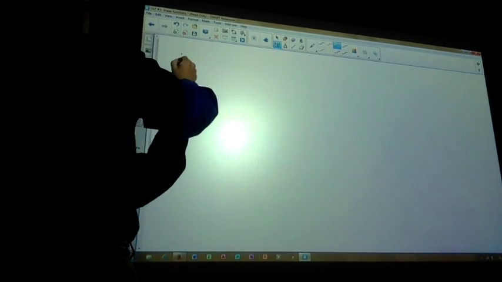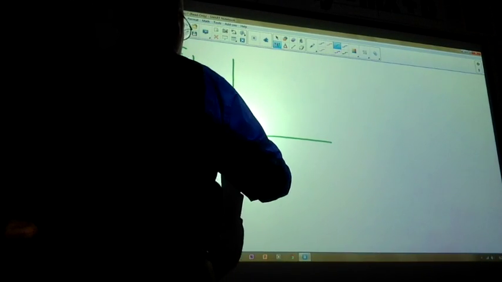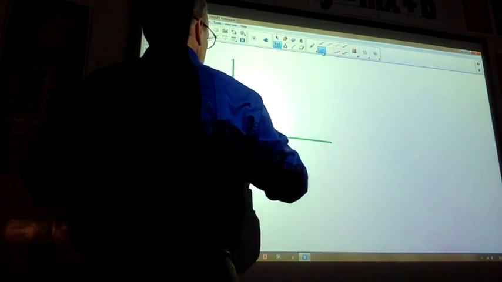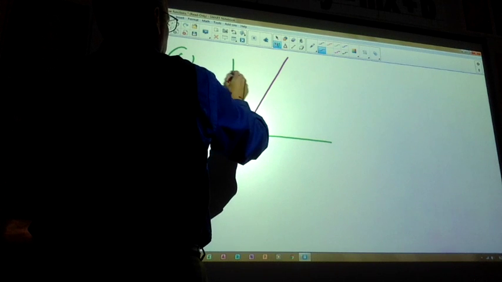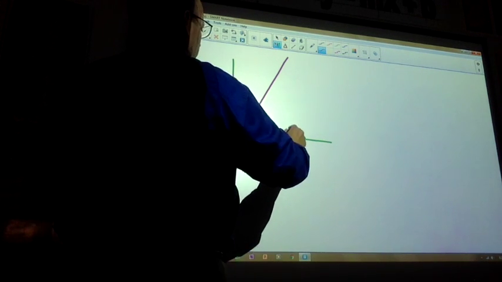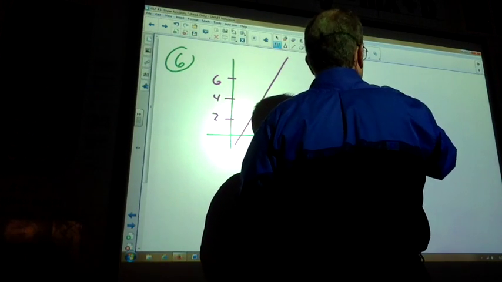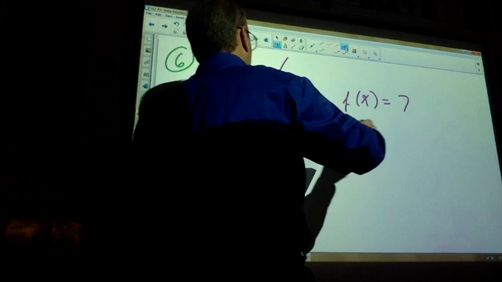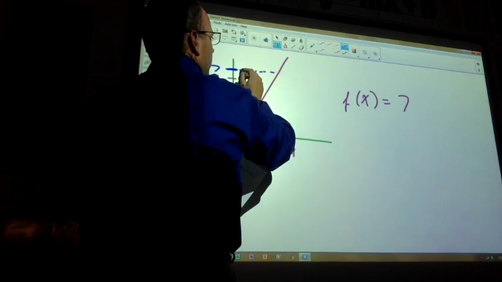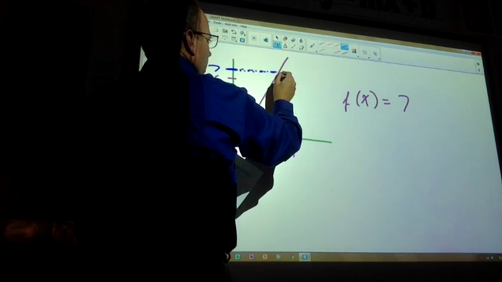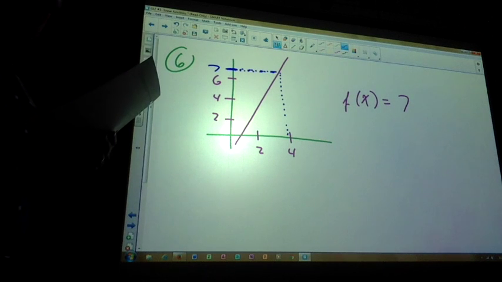Number 6. Then we have this line that kind of does this. And again, I count my 2s. And then we still want to know what the function at x would yield the result of being 7. So 7's here. Again, I'm drawing in a rectangle as best I can. This is horizontal, and then this comes down. What do you think? Four.